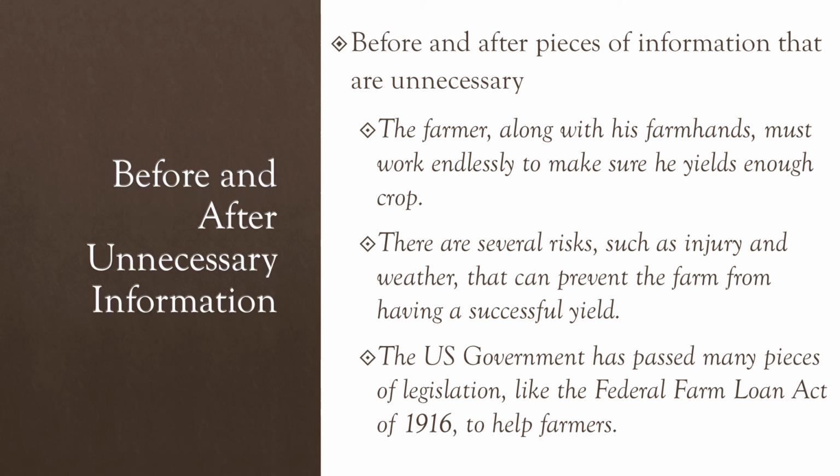This can be put in different parts of the sentence. There are several risks, comma, such as injury and weather, comma, that can prevent the farm from having a successful yield. The U.S. government has passed many pieces of legislation, comma, like the Federal Farm Loan Act of 1916, comma, to help farmers. You'll notice that in all of these sentences, that little piece of information is not necessary. It just illustrates a point or expands on that point, but it has to be separated by a comma.